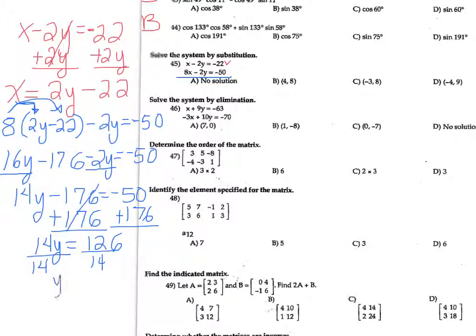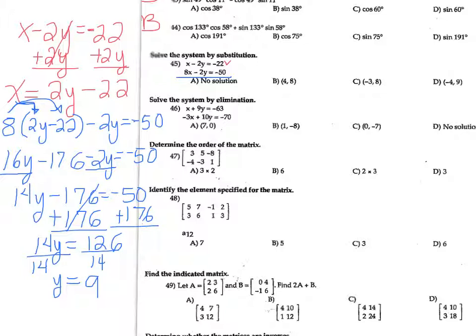And y is equal to what? Y is equal to 9. When you divide 126 by 14, did you get 9? Yes? Okay. So y is equal to 9. Let's just double check. We first solve for the x, 2y minus 22. We plug it in into the second equation, 8. Okay, so far so good.